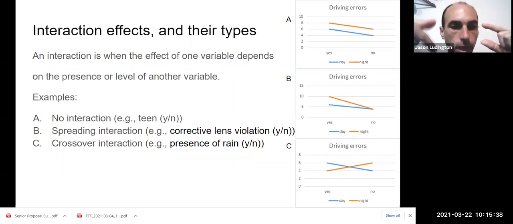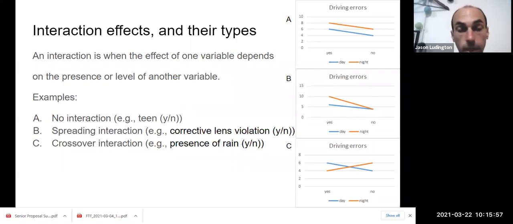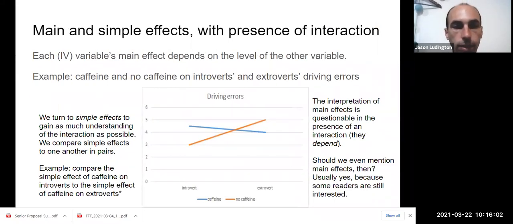So when there's an opposite effect of one of the simple effects, positive, negative, then that's a crossover interaction effect. But obviously it's an interaction effect because one variable influences the other. And that's the main point of interaction. All right, so there's main and simple effects with presence of interaction. We can have that. That's basically combining.